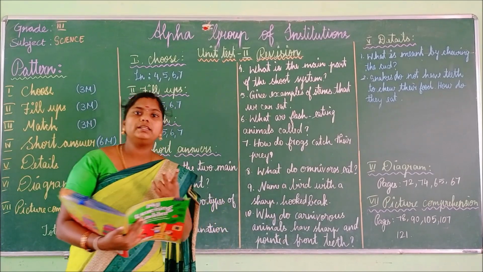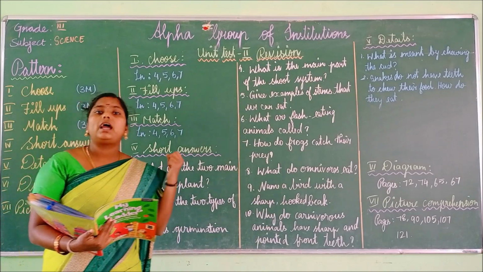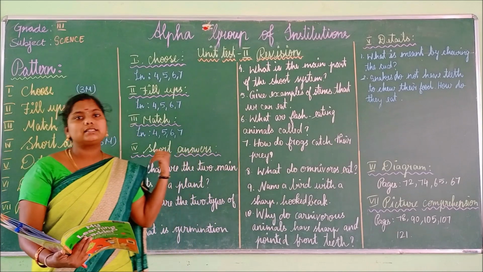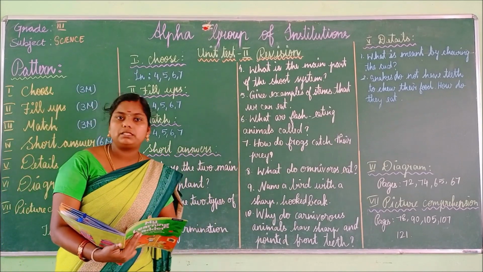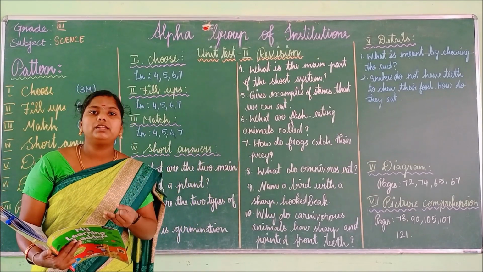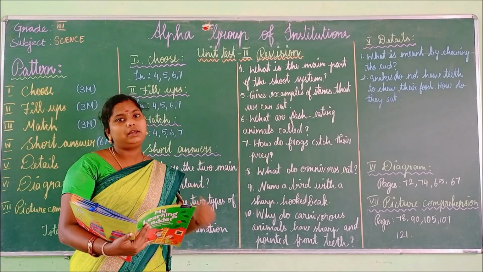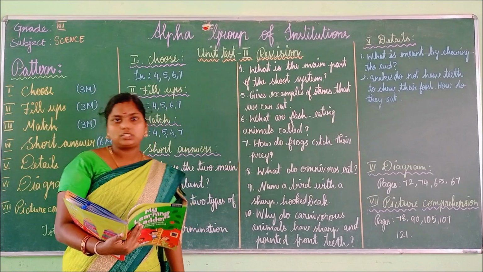So your 2 lessons which is your activity lesson, and your next 2 lessons, lesson number 4 and 5, question answers and detailed answers and diagrams will be coming. From your lesson number 6 and 7, choose, fill up and match, which I gave you in your PDF, will be coming in your exam. So clear, children? Shall we start now?